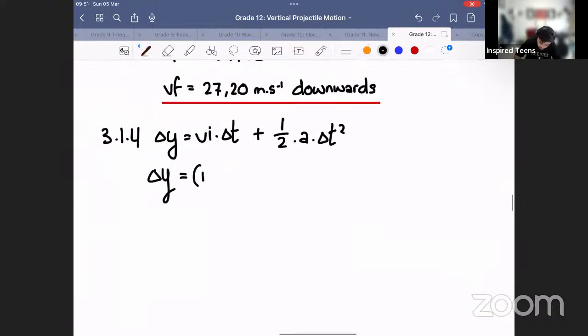My V initial is 12. Okay, my delta T is 4. Again, I can use 4. I can use the other method, but I don't want that headache. Acceleration is negative 9,8 because it's in the downward direction. Delta T has to be positive and it's 4. So I'm going to do this calculation.